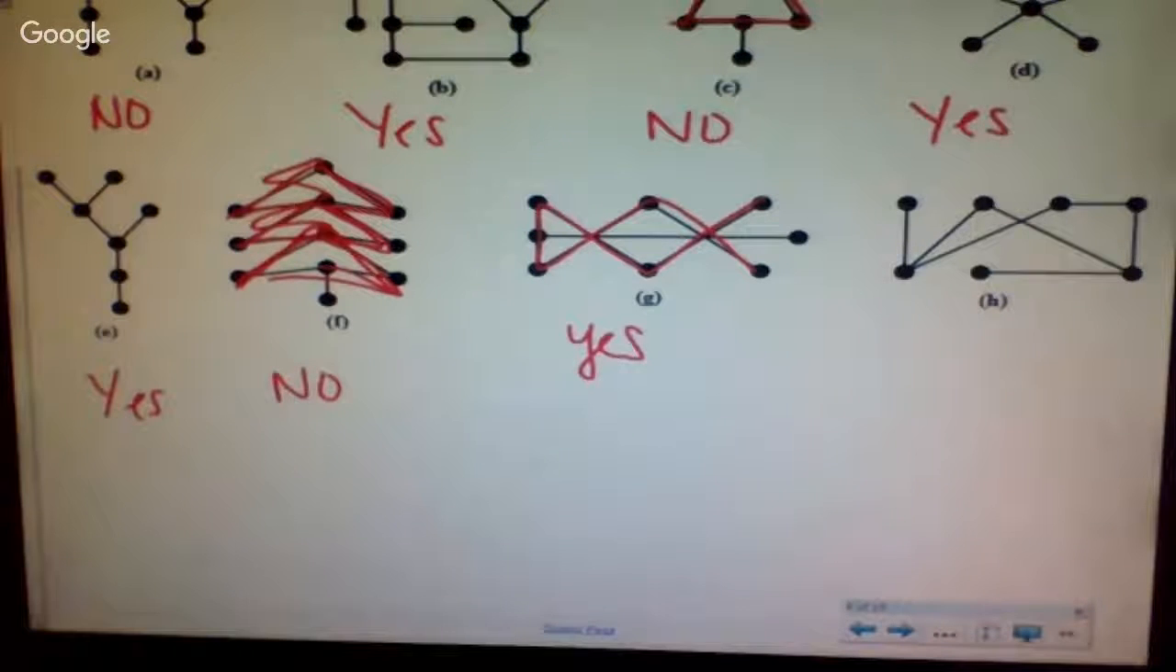And finally, H. It's a no. Even though you can't tell that this is a circuit, if I start here and follow this around, it goes back. So be very, very careful, because sometimes they will twist them so you can't really tell whether there is a tree or a circuit there. So be very, very careful.